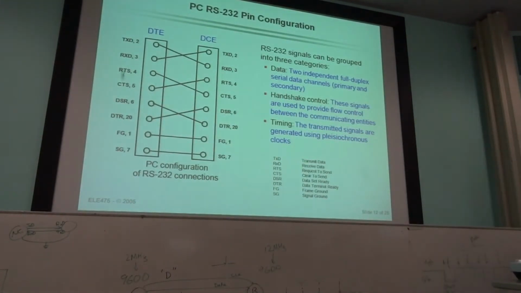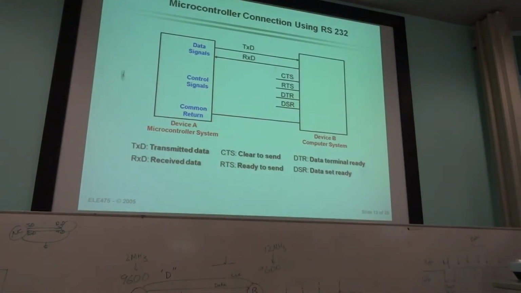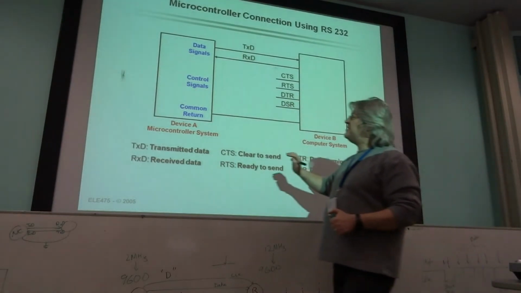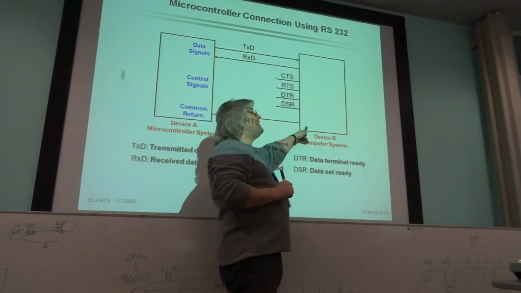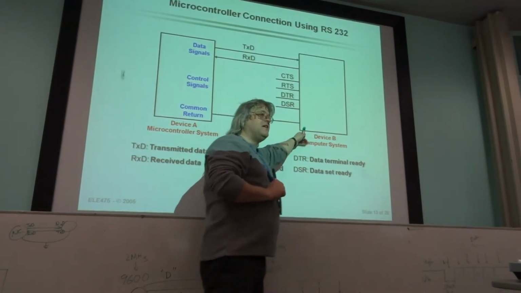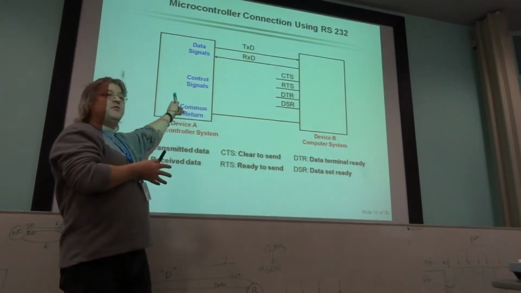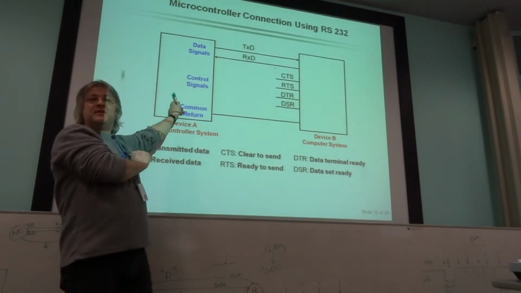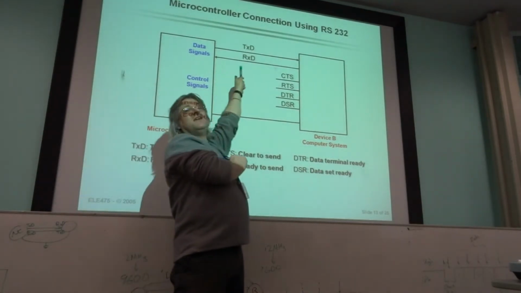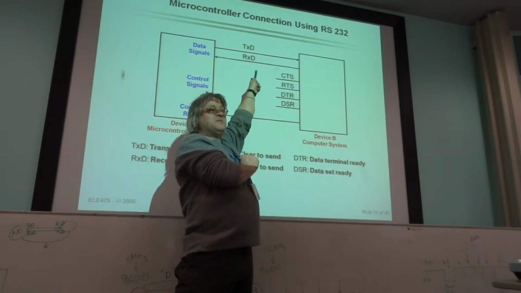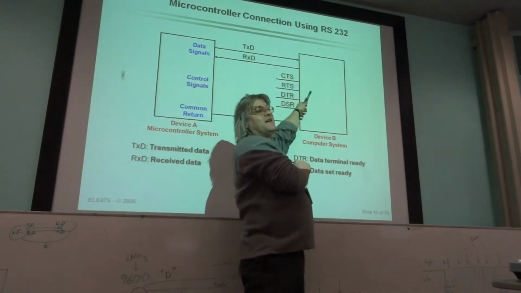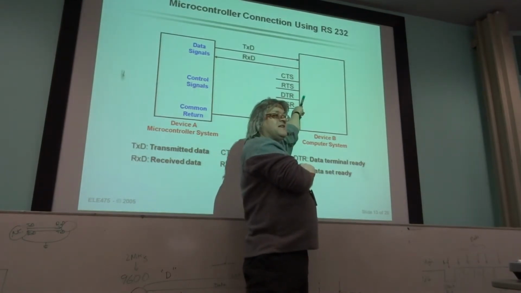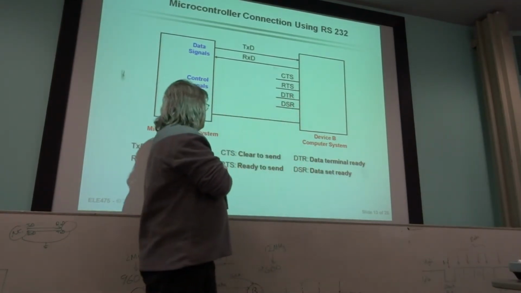Let's just do one more slide, I think. So generally speaking, when we're connecting up our microcontroller system to something like a PC, we just configure the PC to say, don't bother using handshaking, because actually the 8051 doesn't support it unless you want to write your own code to do it. And then you're just making use of the transmit data and the receive data. So TXD on the microcontroller goes to the RxD pin on your PC and vice versa, and you just need a common ground.